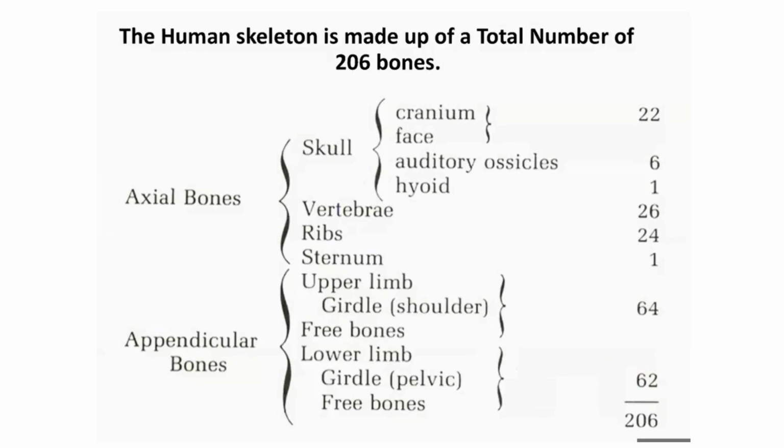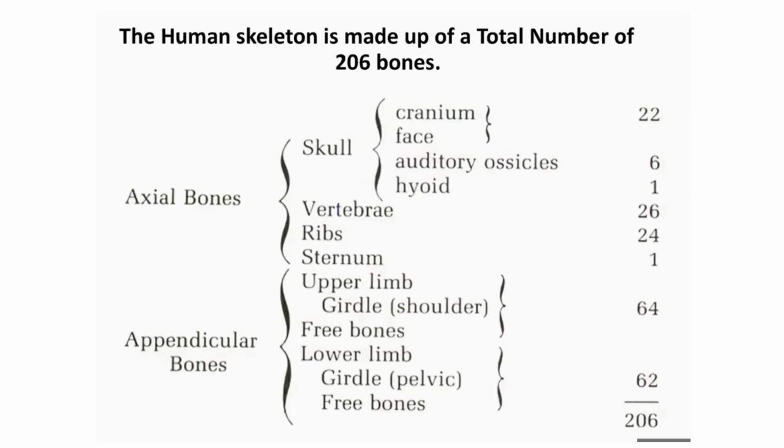And the vertebrae are 26, and ribs are 12 pairs, if not 24 in number. See on the answer sheet whether it is 12 pairs or 24 in number. If it is pairs, you have to mention 12 pairs. If not, it is 24 in number. Only that you have to remember. Sternum is a single bone made up of 3 parts: manubrium, body and xiphisternum, fused to form a single bone. On the upper limb girdle, you'll be having 64 bones.